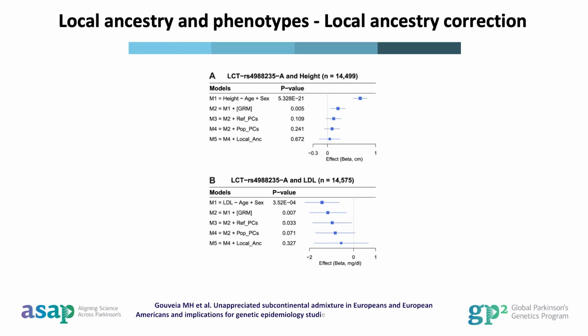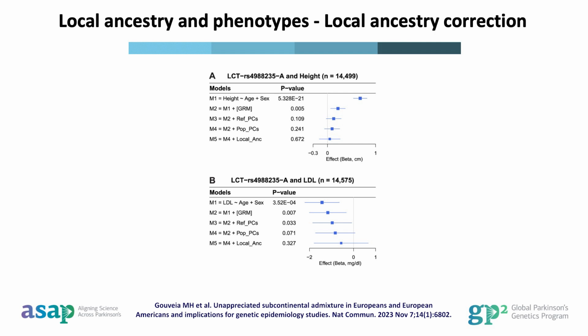In 2023, Gouveia and collaborators showed that the European population, usually considered a homogeneous population, have some unappreciated subcontinental admixture. In this study, the authors concluded that genetic epidemiology studies may have spurious results for not properly accounting the ancestry. In this forest plot, you can see two different GWAS results, one for height and one for LDL, in which the authors tried four different models.